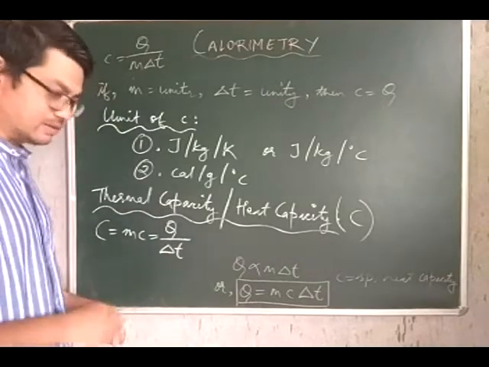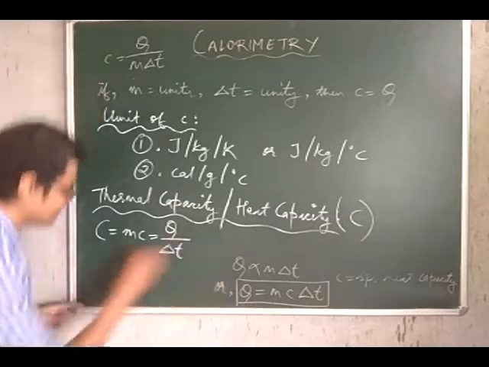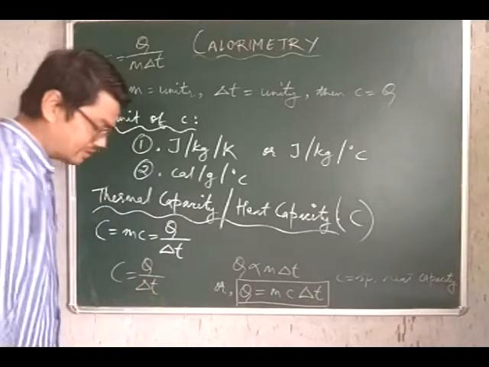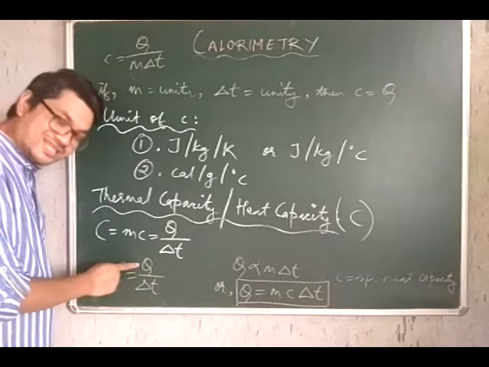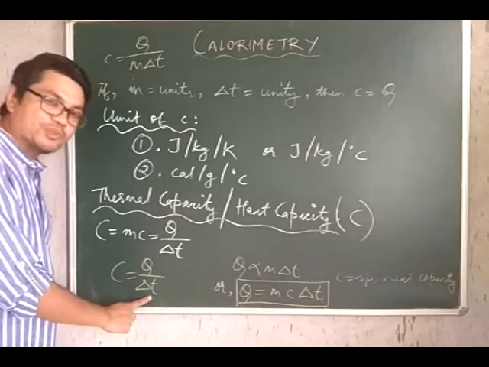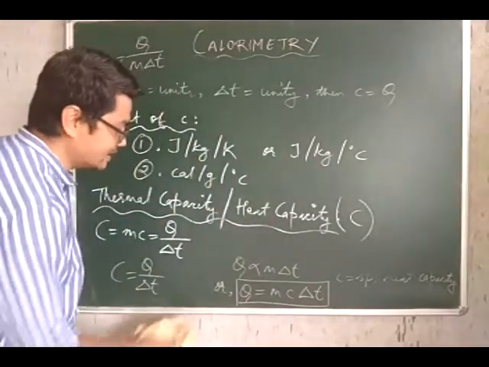And how do you define it? The definition again is very simple. So you can see the heat capacity is Q by delta T. So from here we can write, if delta T is unity, then heat capacity is the quantity of heat that is given to our body to raise its temperature by unit degree. Okay, so that is your heat capacity.